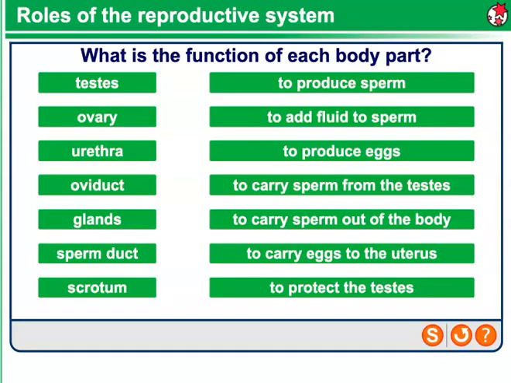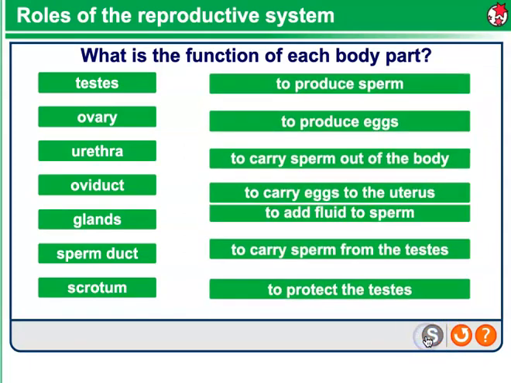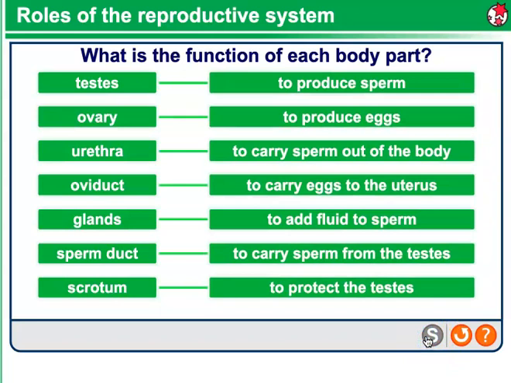The roles of the reproductive system. What is the function of each body part? The testes are responsible for producing sperm. The ovary is responsible for producing eggs. The urethra is used to carry sperm out of the body. The oviduct is used to carry eggs to the uterus. The glands add fluid to sperm. The sperm duct carries sperm from the testes, and the scrotum is for the protection of the testes.